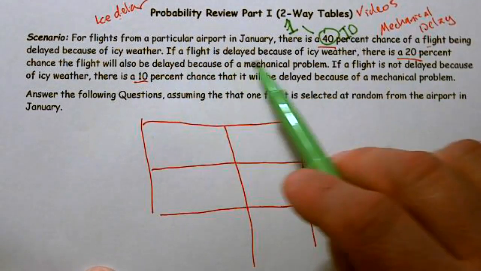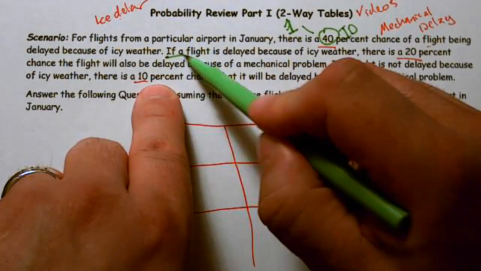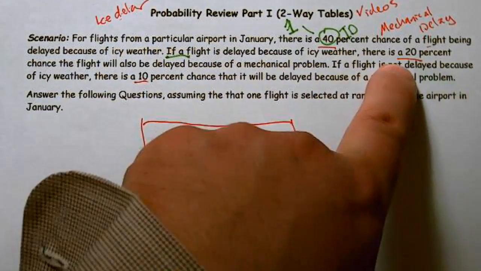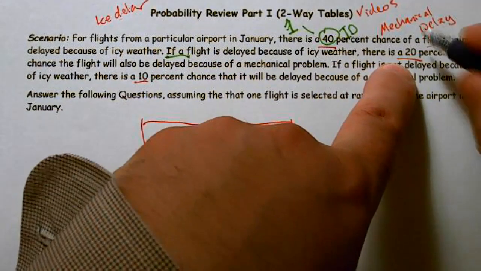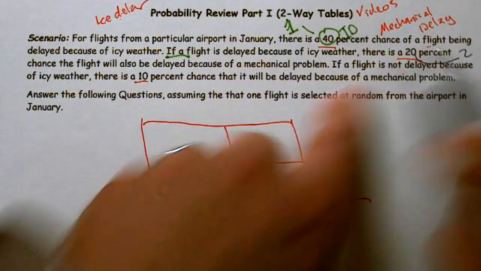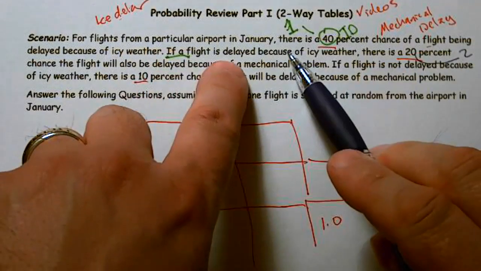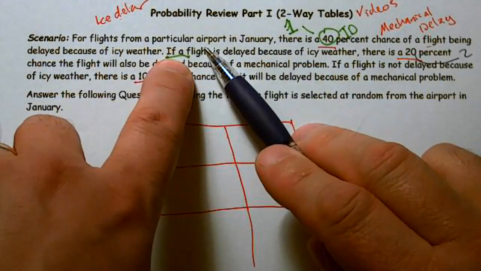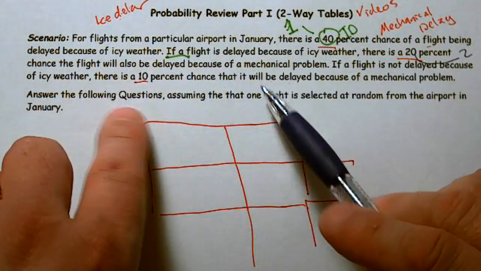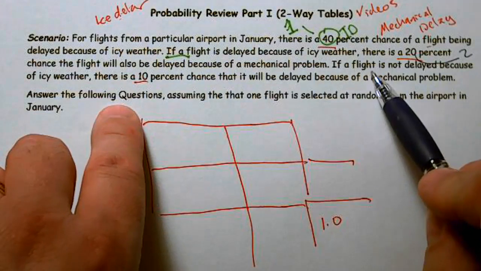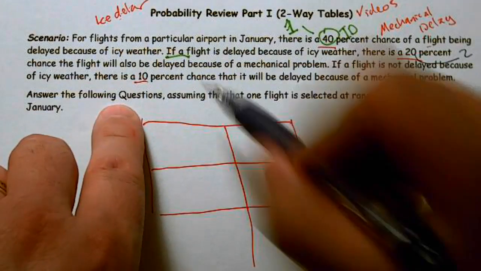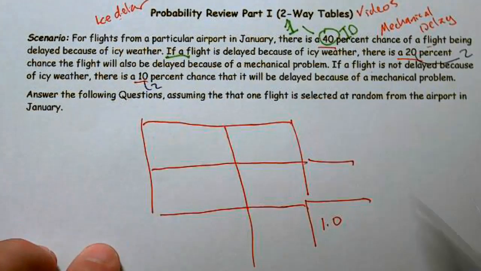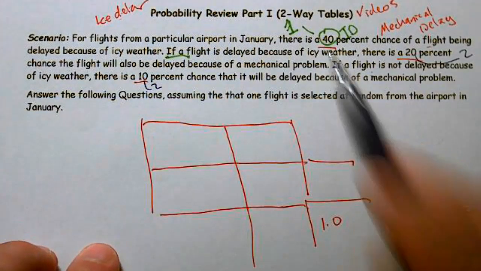If a flight is delayed because of, I have a condition. So this one's: if a flight is delayed because of icy weather, there's a 20%. So this number 20% has two variables. I know this because it has delayed because of ice and mechanical. As soon as I put a condition on it, it's going to be two variables. If a flight is not delayed, once again, a condition. So this is also going to be associated with two variables. So I found my number associated with one variable, and it's 40%.